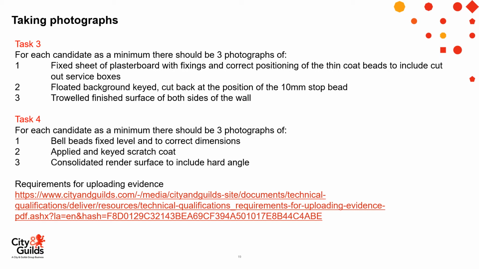For Task 4, for each candidate, a minimum there should be 3 photographs. Photograph 1, bell beads fixed level to the correct dimensions. Photograph 2, applied and keyed scratch coat. And photograph 3, a consolidated render surface including a hard angle. The following link will give further details of the requirements for uploading evidence.